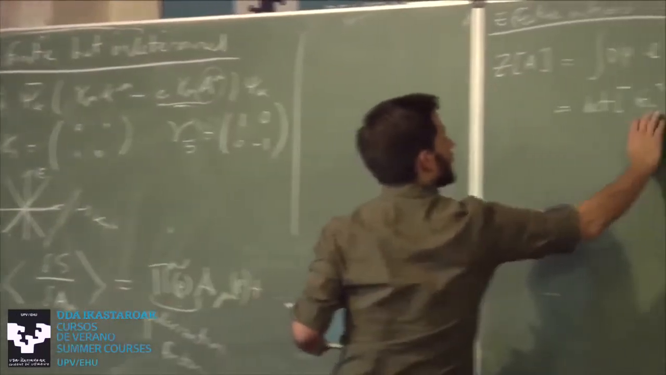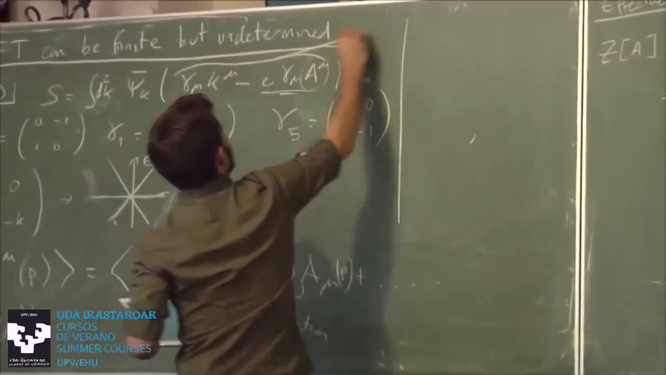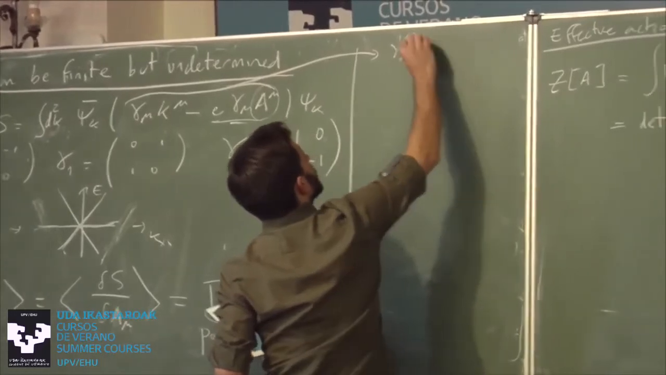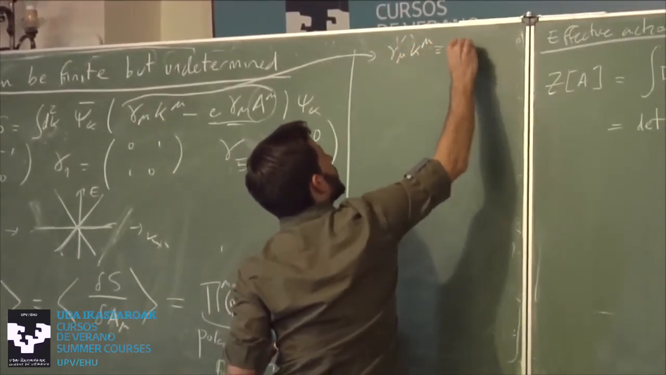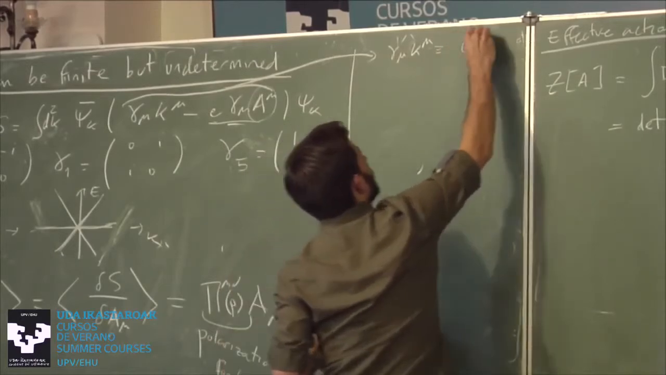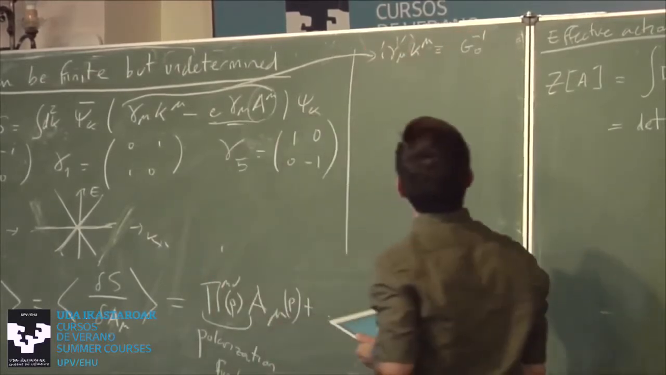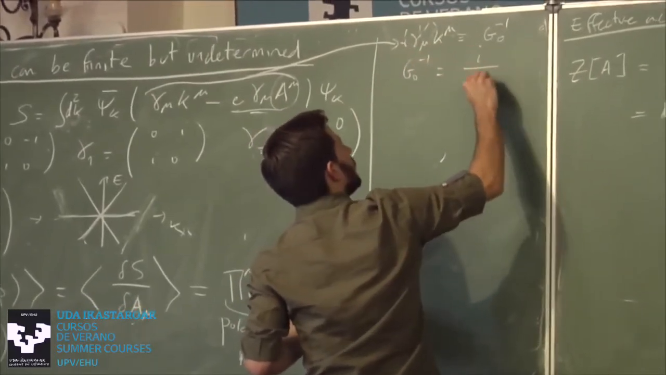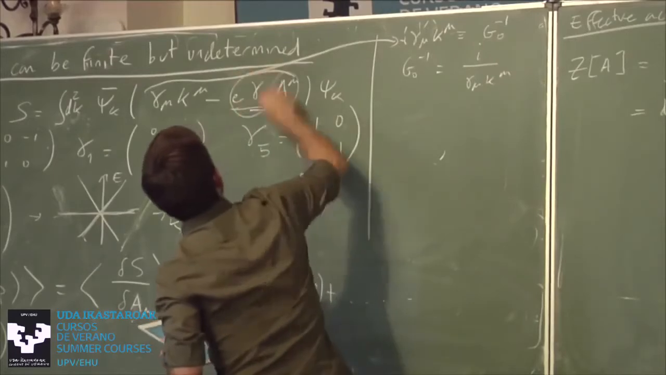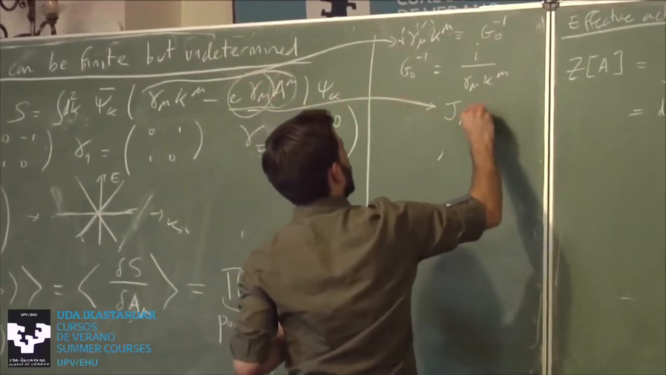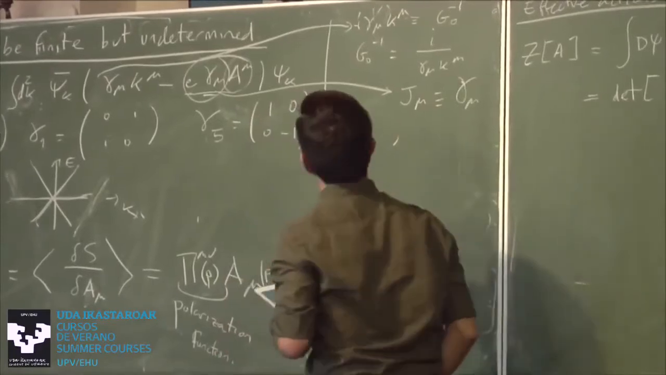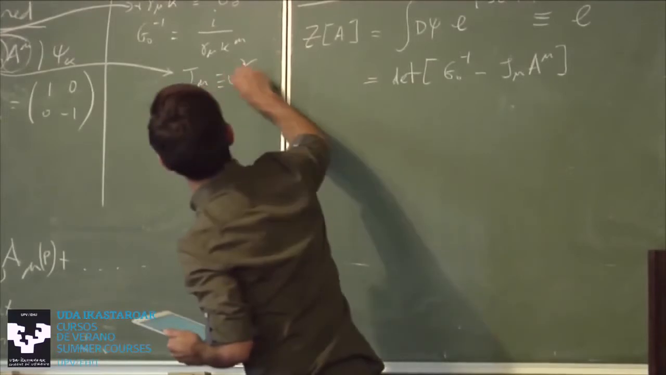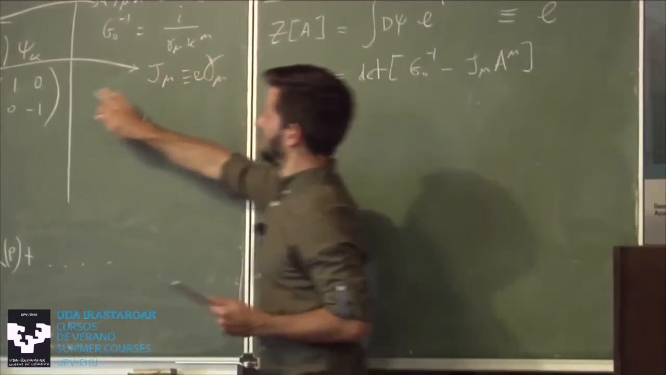So what is this that I have defined here? This is actually this object. I'm going to call this guy here, define it as Green's function to the minus 1, actually with an i, or minus i. So Green's function to the minus i is just i over gamma mu k mu. This thing here, I just define it as my current, and the A is the A. Okay? So actually, maybe with an e. So this is just this object.